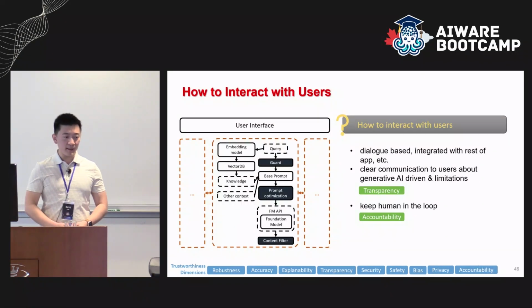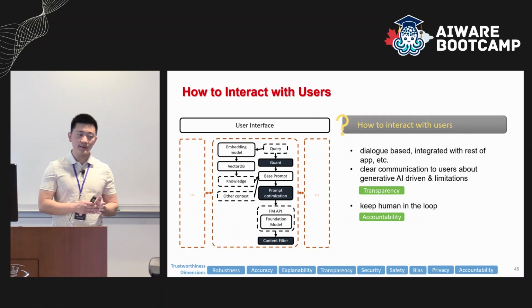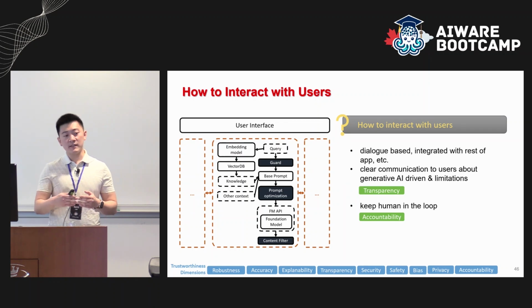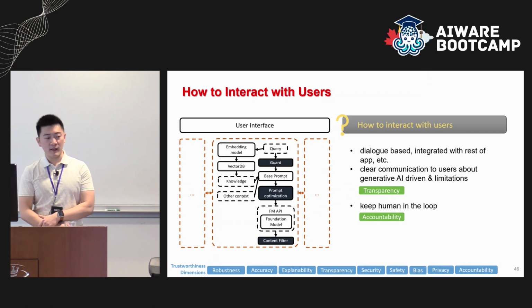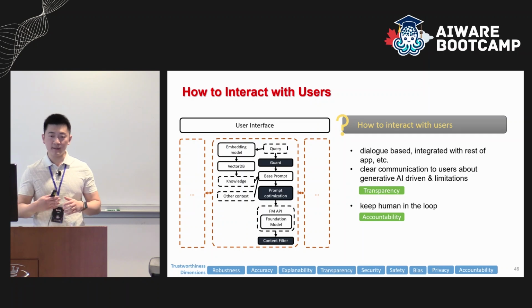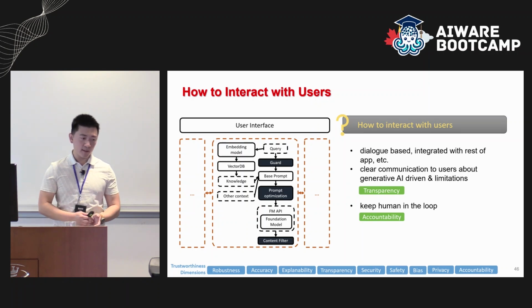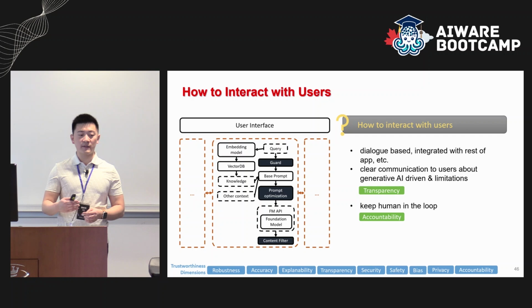And of course, there are also transparency and accountability perspectives when you're building a user-facing application, because a lot of times users wouldn't know the capability boundary of your system. That means you have to clearly communicate your limitations to users, so they realize the answer might not always be correct, and also try to keep a human in the loop to achieve accountability of the system.